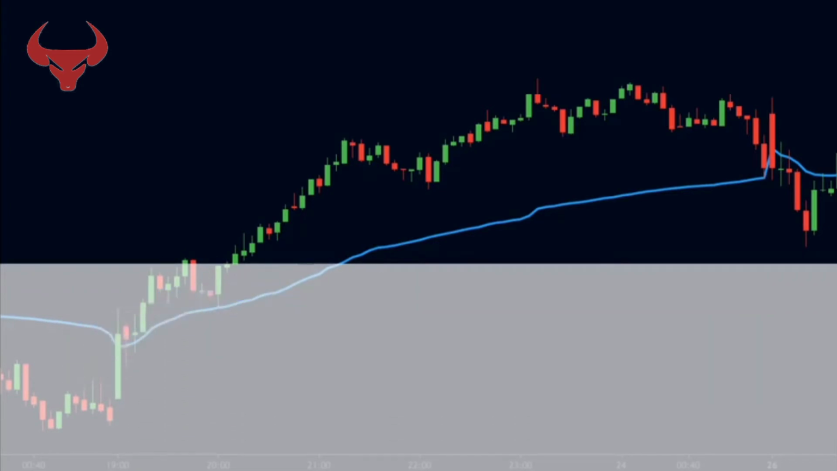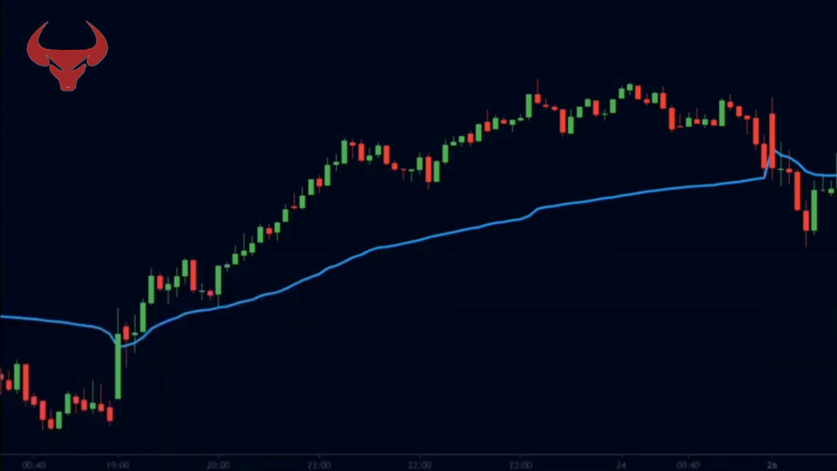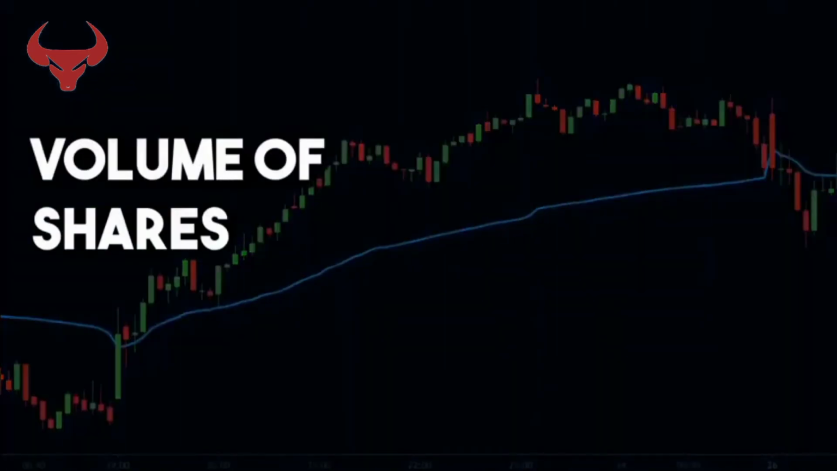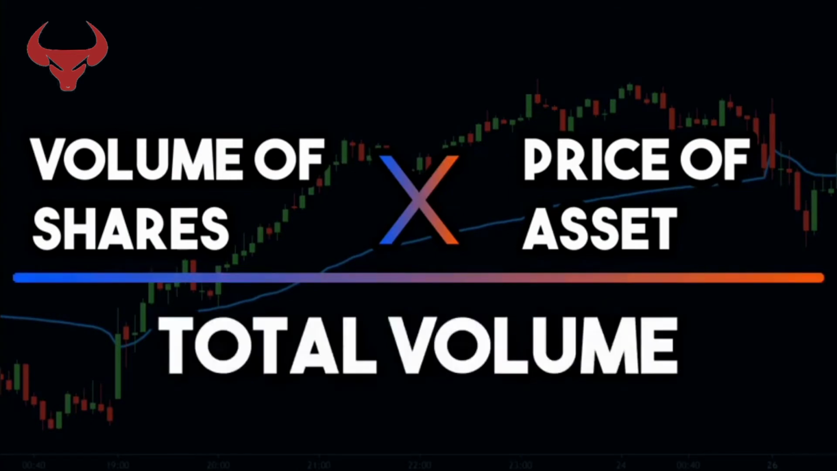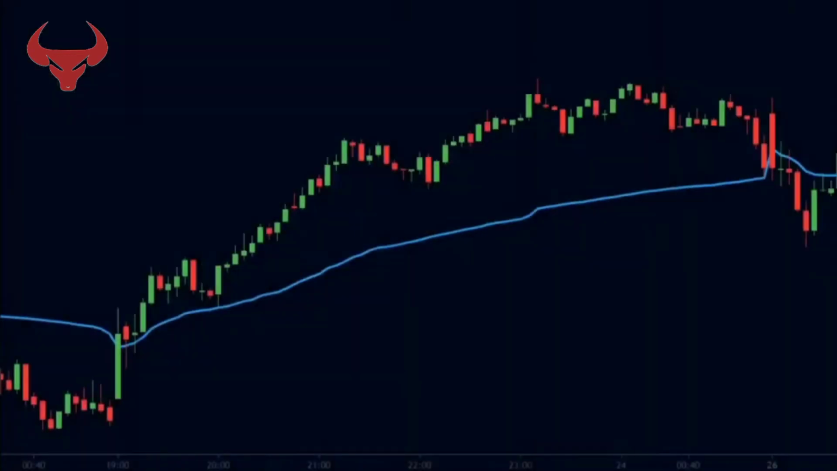In simple terms, the VWAP can be calculated by multiplying the volume of the shares traded with the price of the asset. Then divide the total by the total volume. Hence, the VWAP shows us the fair value of the stock for that particular day. A lot of institutional traders and big hedge funds use the VWAP indicator.